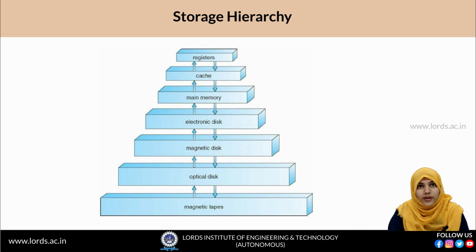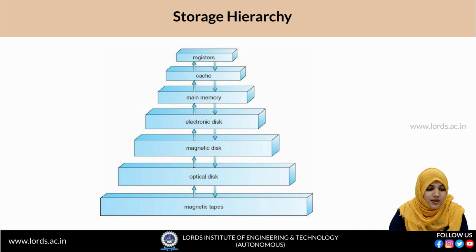So why are we not using only magnetic tapes? Why are we using registers and cache memories? In order to increase the performance of the system whenever we access the memory. Here, registers may have some bytes of memory, cache has some KB of memory, and main memory has some GBs of memory.